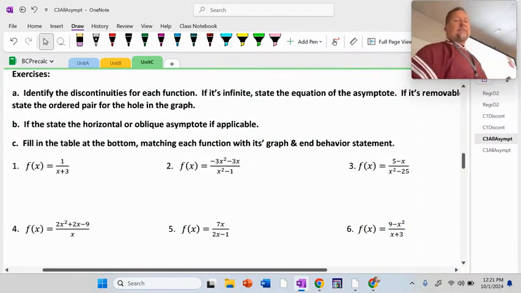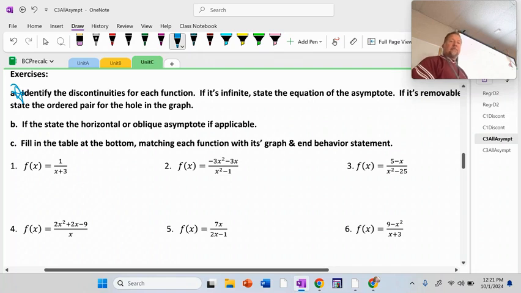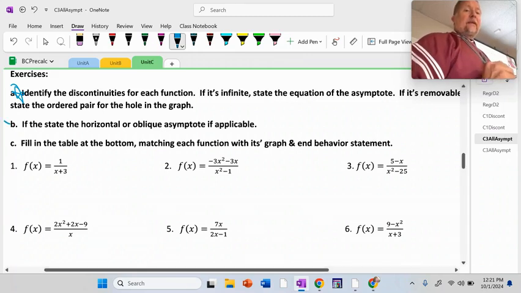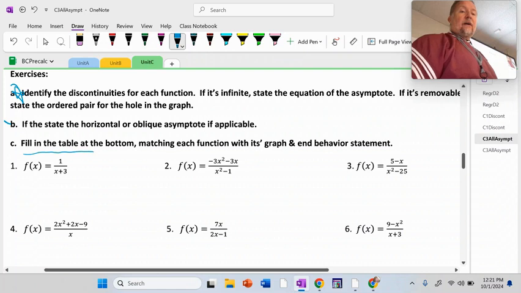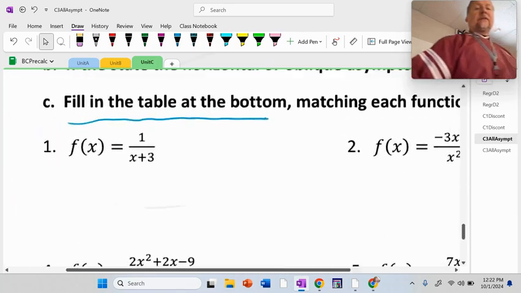Identify the discontinuities for each function. This is yesterday's stuff. If it's infinite, state the equation of the asymptote. If it's removable, state the whole of the ordered pair. Then it's the new stuff today. B, state the horizontal or oblique. We're actually going to find an oblique if we have it. Oblique is slant. Then fill in the table at the bottom matching the function. I'm going to come up here and do it, and then hopefully you can look at your paper. Let's break this down.